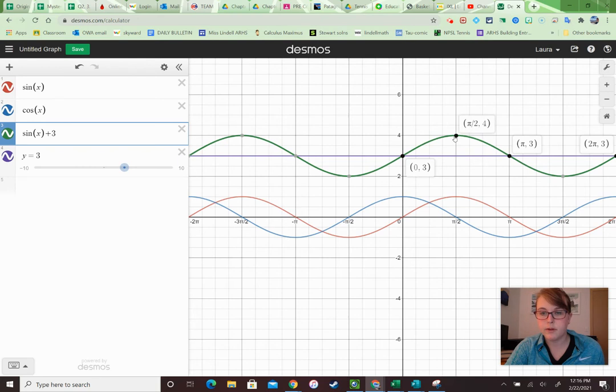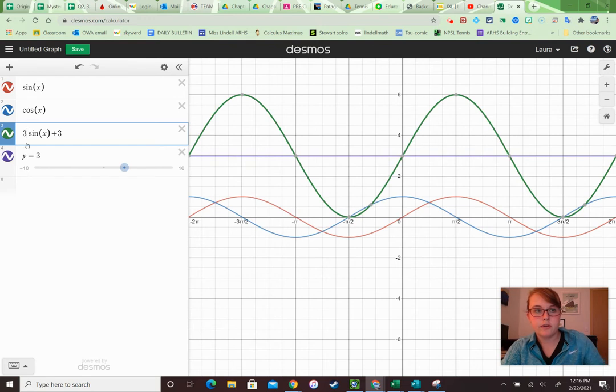You can also grab points that are at the top or at the peak or at the trough. You could also change it to be 4 sine of x plus 3, and that changes then the amplitude. And you can see that on your graph as well. So that's the basics of how we would graph sine and cosine in Desmos.